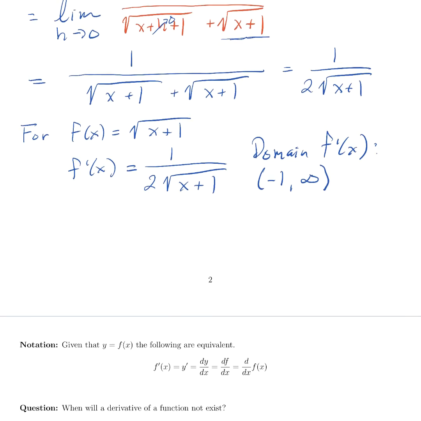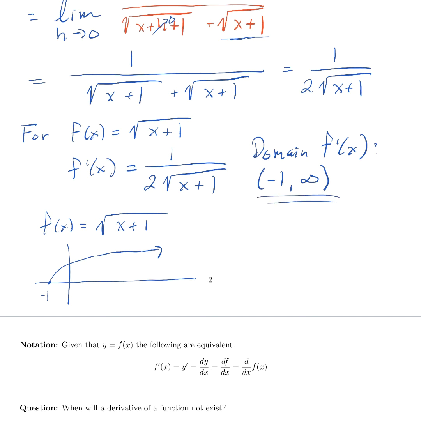So what does that mean? Here is f of x. It looks like the square root function shifted over. It's 0 at -1, and it's growing something like this. Its derivative exists everywhere except at the endpoint here, -1, because -1 is not in the domain of f prime. And I guess that makes sense, right? How would you draw a tangent line at that point? I wouldn't know what direction to draw that tangent line in, so it seems to make sense that the derivative is not defined there at -1.